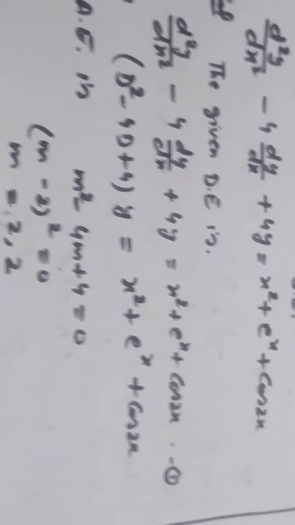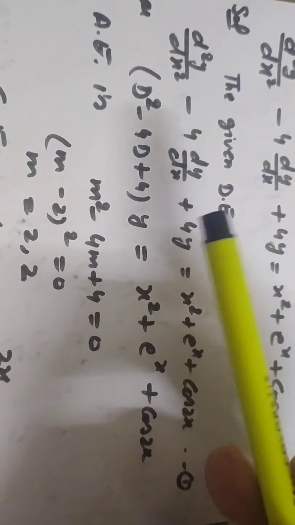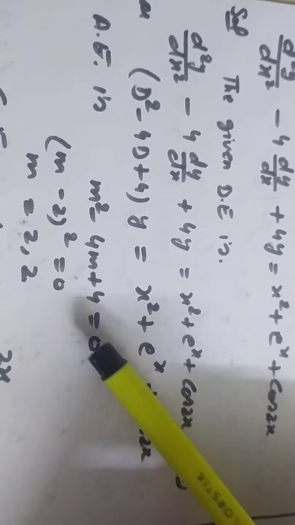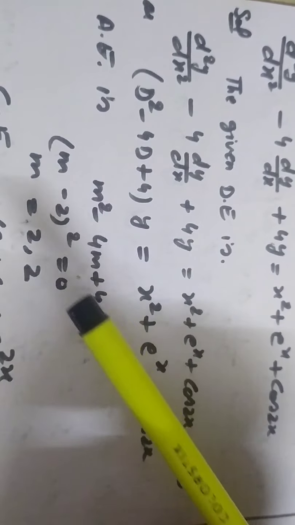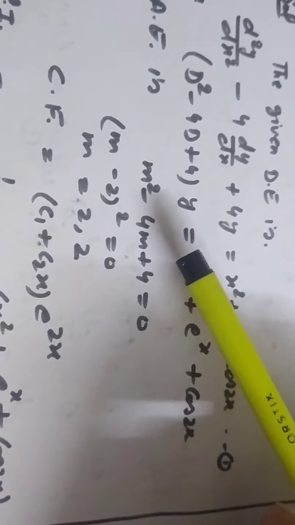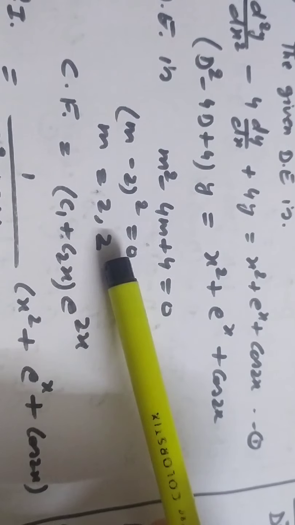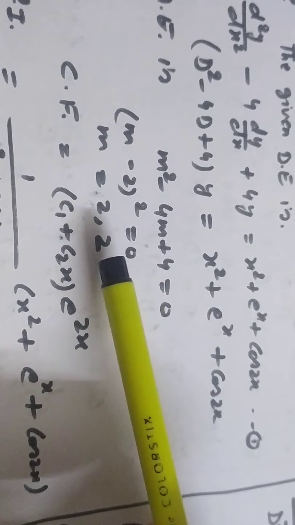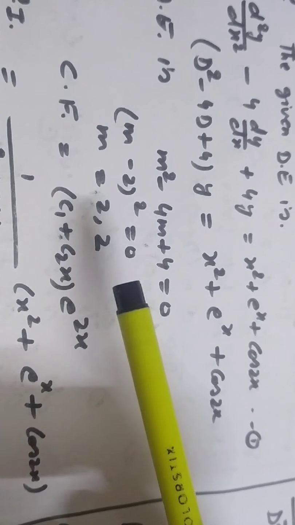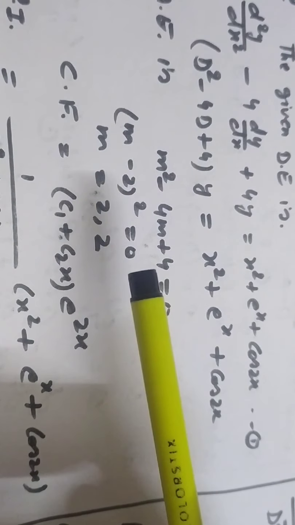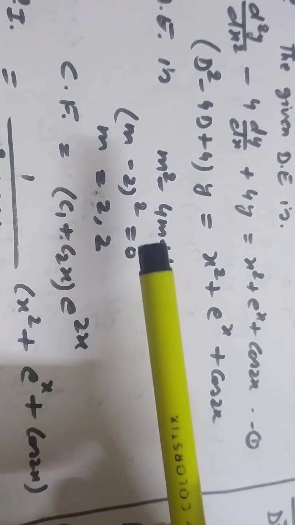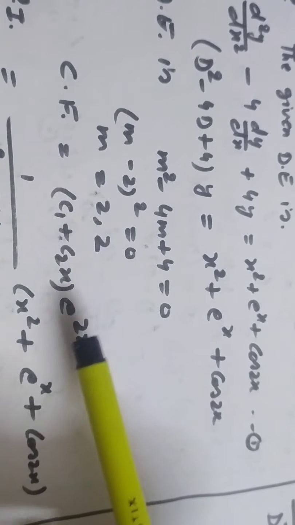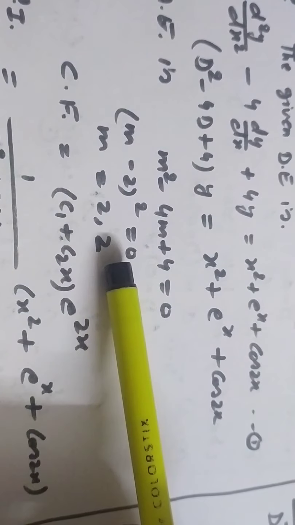In this question, first you form an auxiliary equation. The auxiliary equation will be obtained from here: m square minus 4m plus 4 equal to 0. This quadratic equation gives you two values of m, that is 2 and 2. Therefore, the roots of the auxiliary equation are repeated, and for repeated roots, you write the complementary function as c1 plus c2x into e raised to 2x.